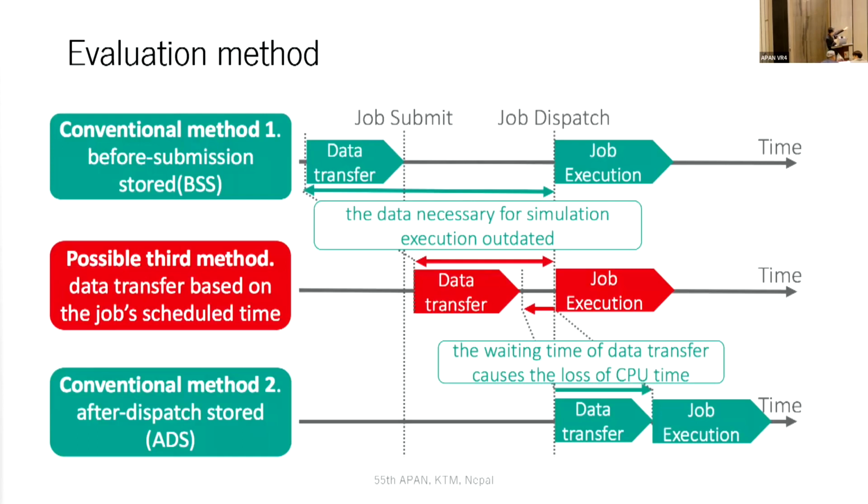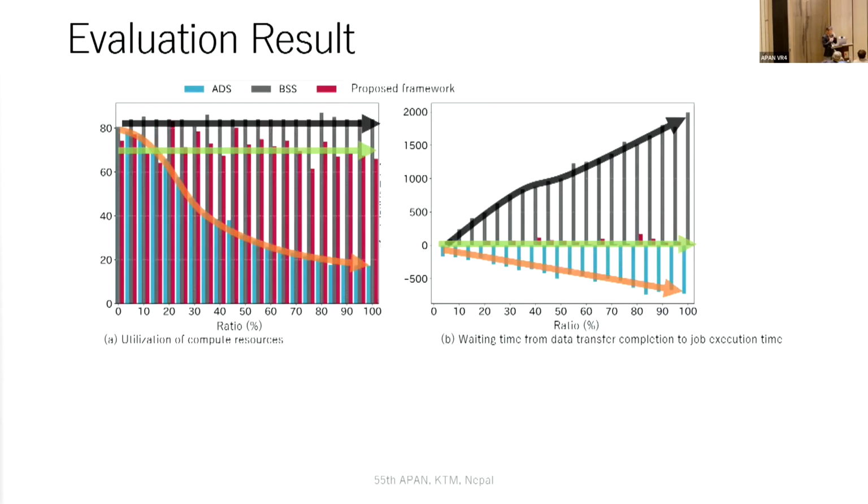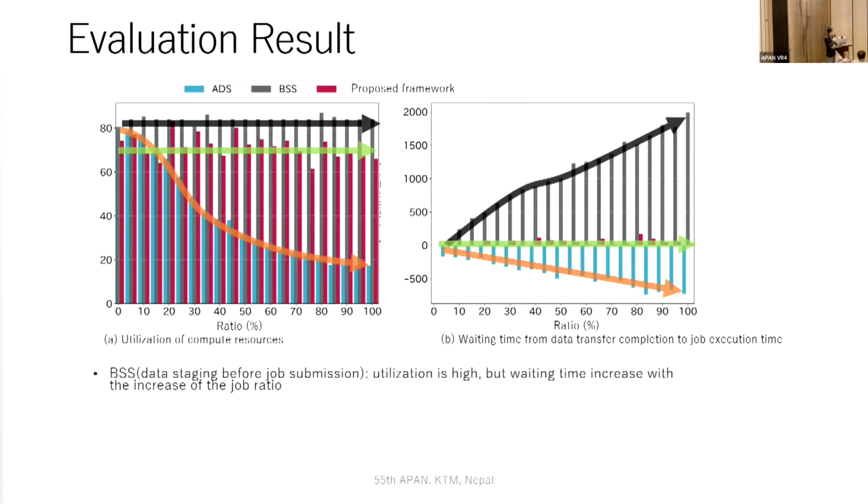And the third one is, when the job request is dispatched to the computer resources, the data transfer happens. And the second one, the middle one, is our proposed method. So this slide shows the evaluation result, beginning with data staging before job submission.